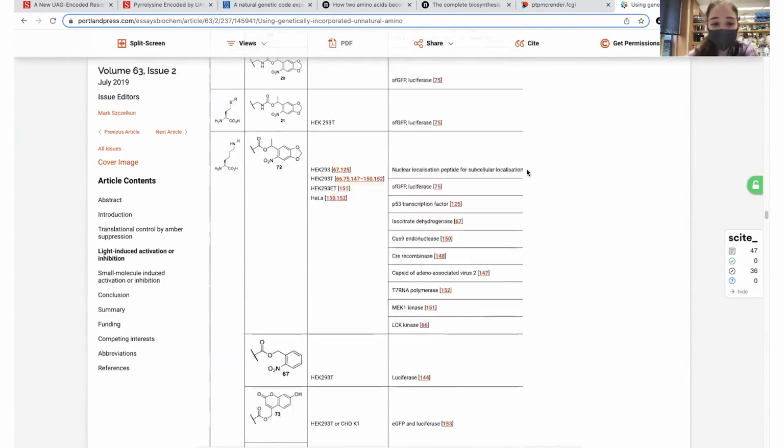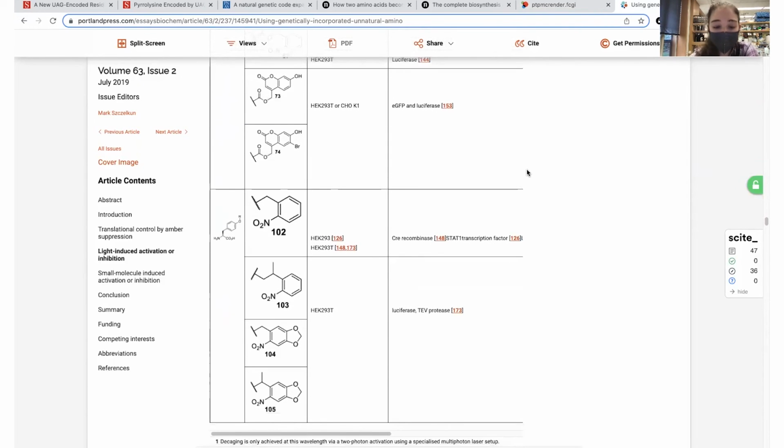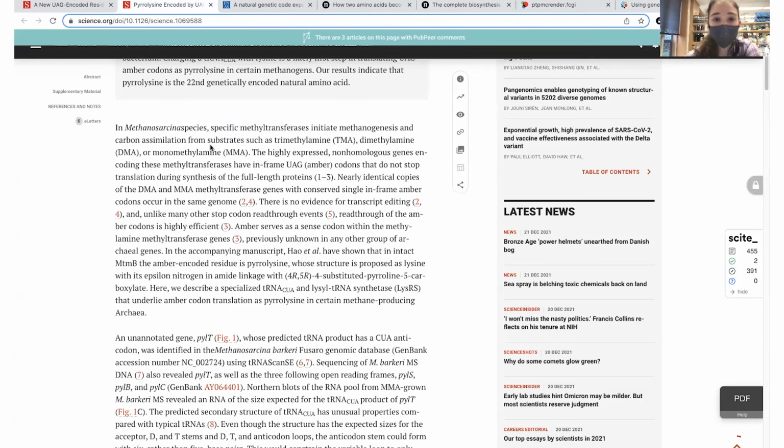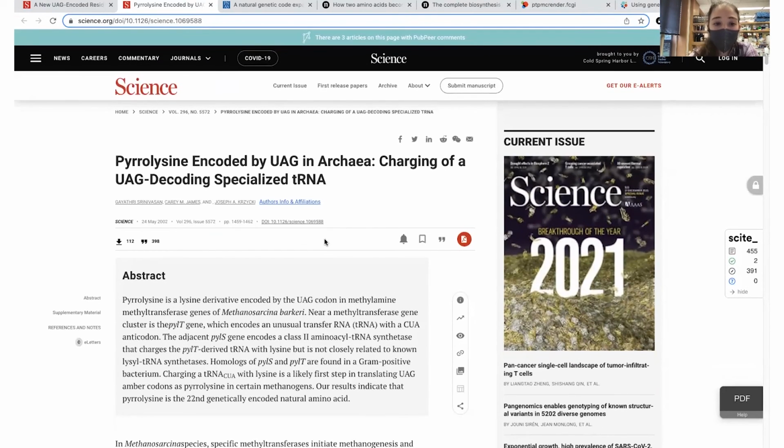And so I think the unnatural amino acid incorporation is really awesome. It's built in large part on this pyrrolysine work from the Krzycki lab at Ohio State. So really cool stuff, and I look forward to seeing what happens in the future.